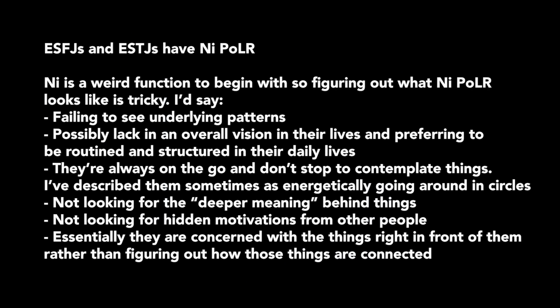ESFJs and ESTJs have NI polar. NI is kind of a weird function in general to begin with, so figuring out what NI polar looks like is also quite tricky. It can be failing to see underlying patterns and reoccurring themes. It possibly could manifest in lacking an overall vision in their lives and preferring to be routined and structured in their daily lives. You'll often notice with these two types that they're on the go quite a lot and they don't stop to contemplate things that often.